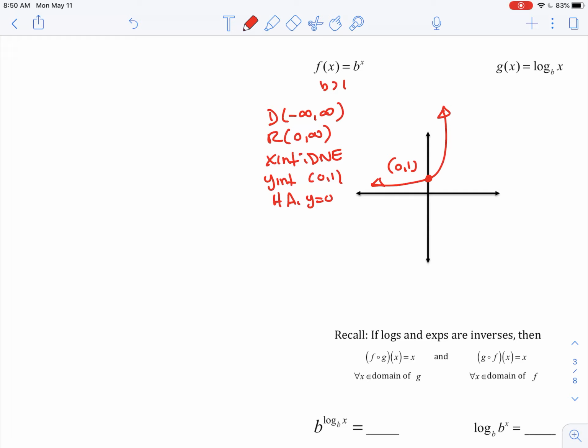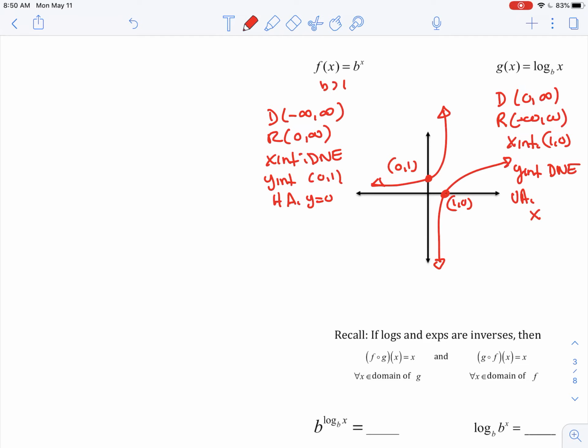And we know we have this horizontal asymptote at y equal to 0. For our graph of g of x equaling the log of x base b, again, base greater than 1, our basic graph looks something along these lines, where our domain is now greater than 0, because logs, remember, have a restrictive domain. Our range is everything. We do have an x-intercept with our logs, which is at 1. We do not have a y-intercept. That does not exist. And we have a vertical asymptote at x equal to 0.